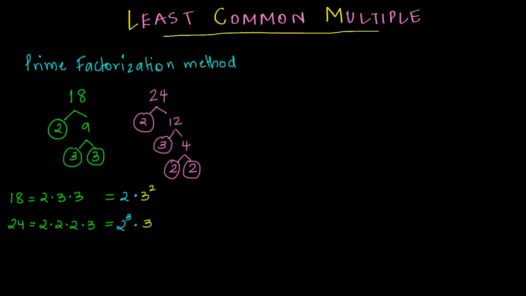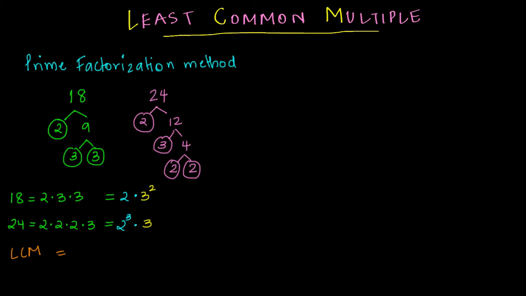Now the way you find the LCM is you look at each of the prime factors and look for the highest power for each prime factor. Say if you look at 2, 2 to the third power is the highest power for 2. And you know that the LCM is a multiple of 24, so 2 to the third power has to be a part of the LCM.